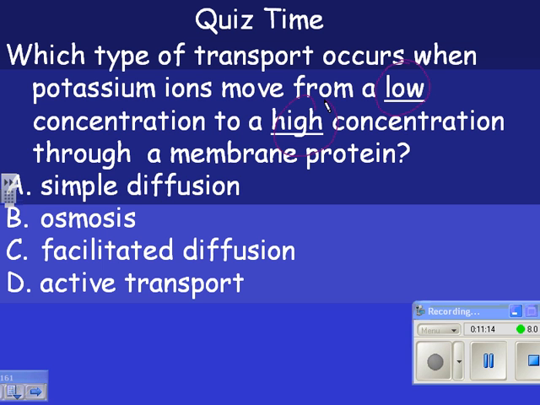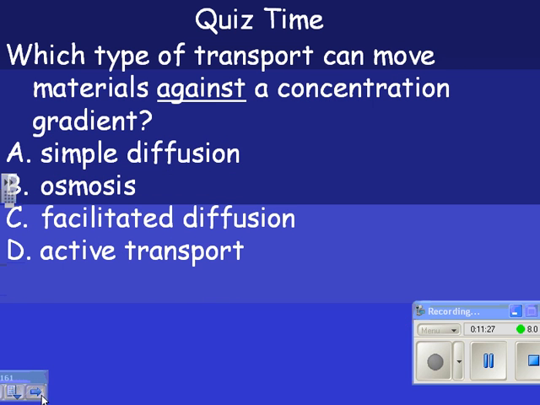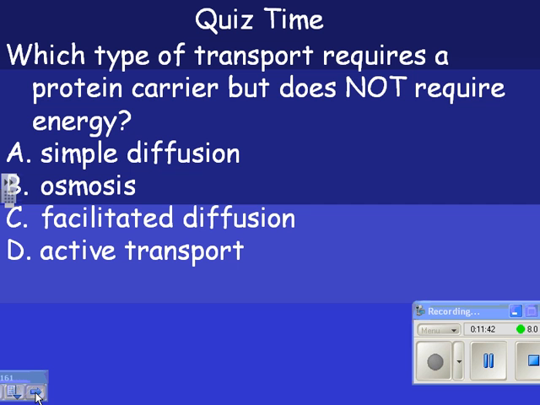You're going low to high. That's the weird way. That's shoving all of the perfume molecules right back, every single one of them, right back into the perfume bottle. And that takes energy. That one's called active transport. Which type of transport can move materials against a concentration gradient? Okay, so the river's flowing this way, that's the natural flow, and I'm shoving stuff the opposite way. That must be the hard one to do. That's active transport.